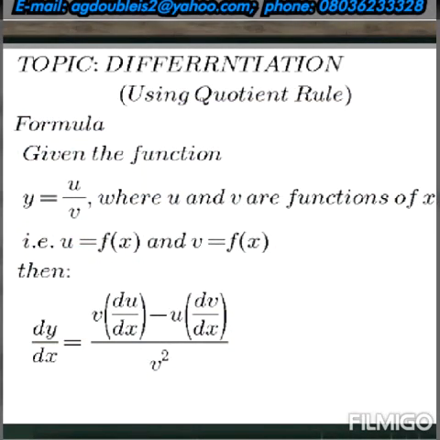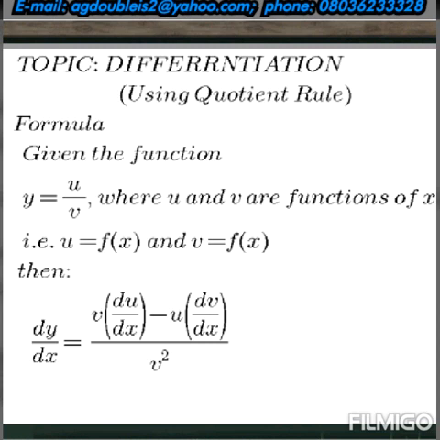Differentiation using the quotient rule. Given the function y is equal to u over v, where u and v are functions of x, that is, u is a function of x and v is also a function of x, then dy/dx is equal to v times the derivative of u with respect to x minus u times the derivative of v with respect to x, all over v squared.